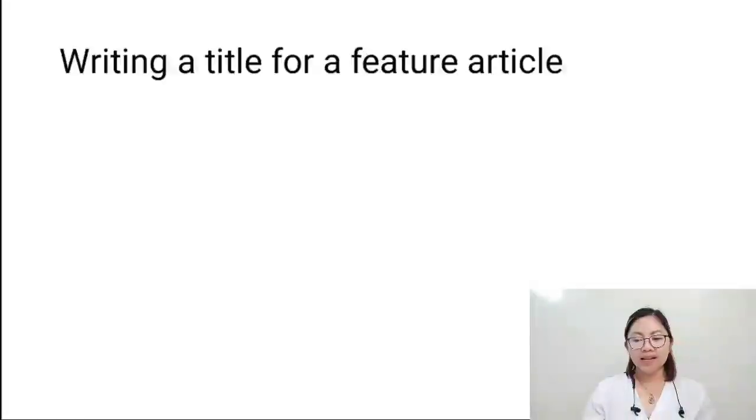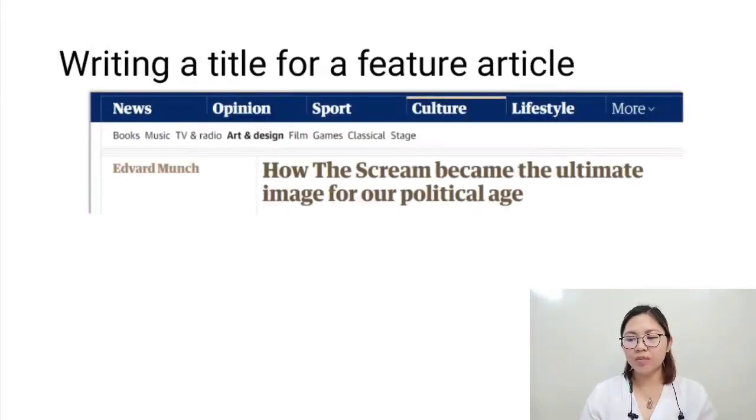Finally, when I say top to bottom complete, your article includes writing your title for your feature article. The article about the Scream is one perfect example of a title that states a main point, but at the same time catchy. In fact, it uses rhyme as a literary device with the words image and age. Other examples include these ones from squeeze.ph. So both of these grab your interest at the onset and make you read the articles.